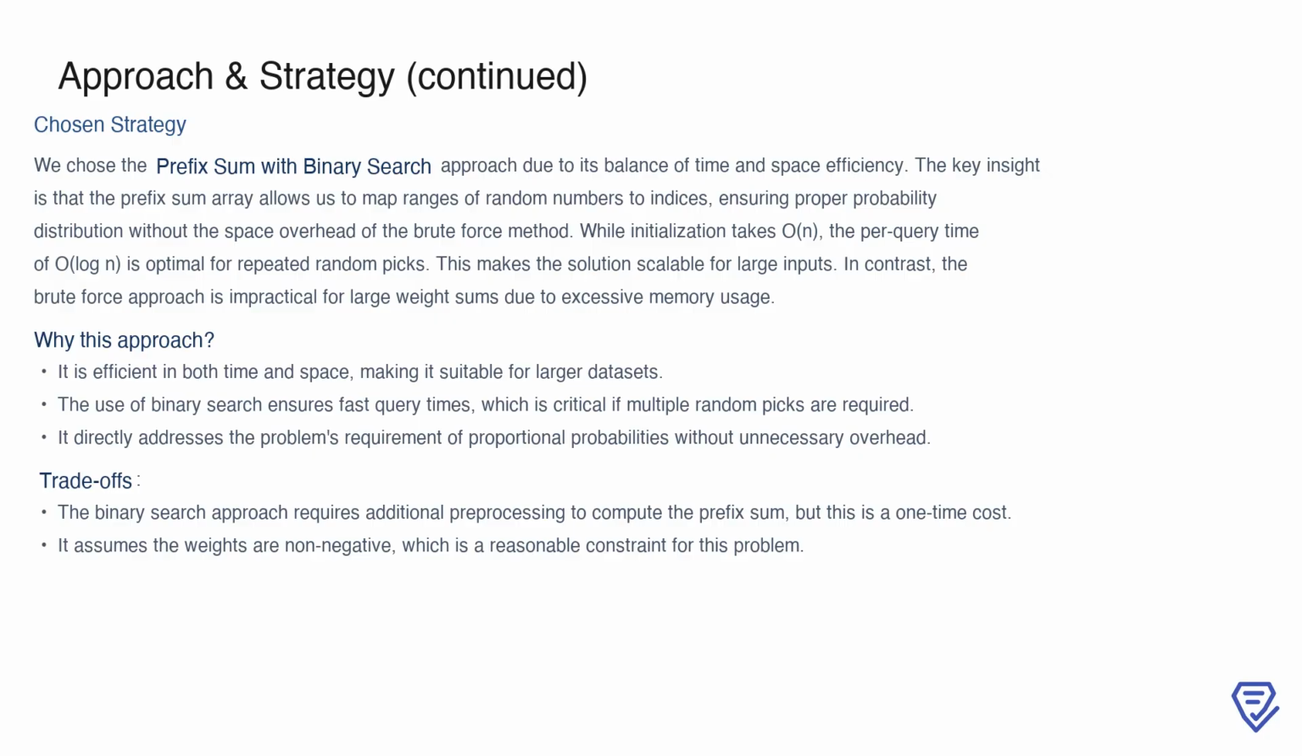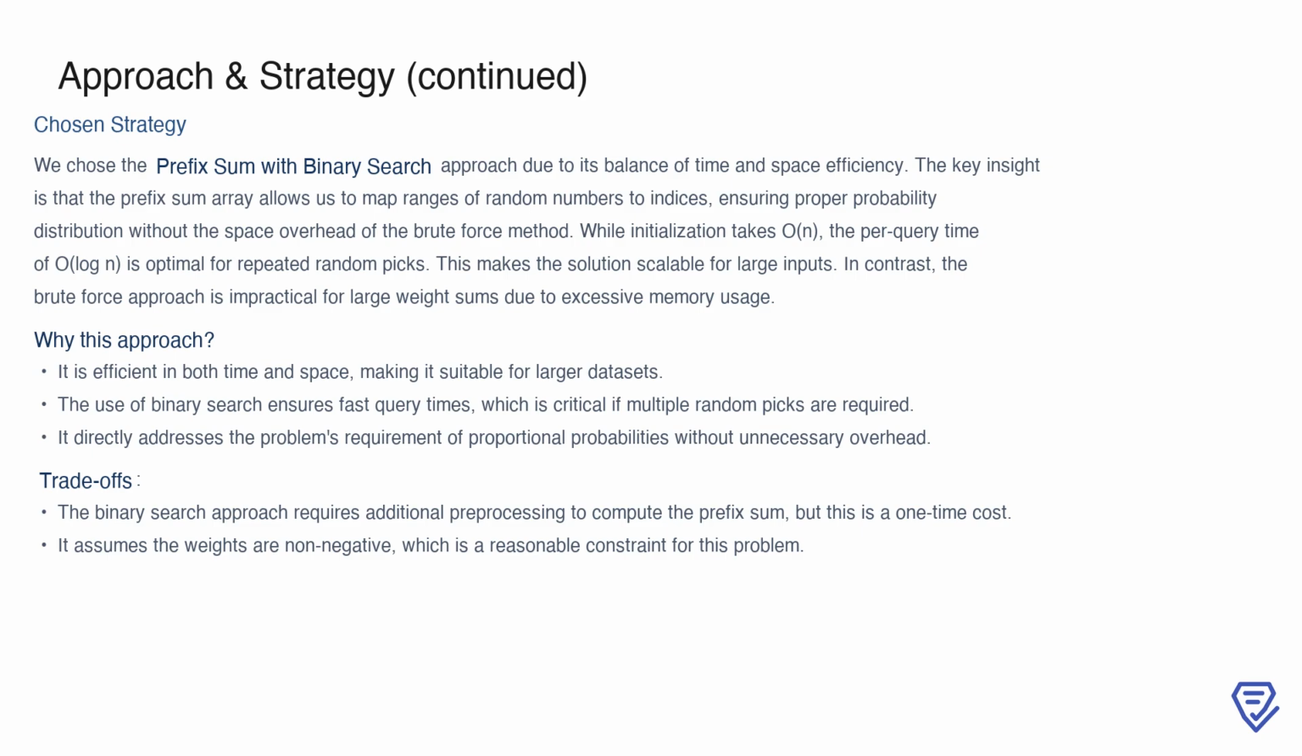Given the trade-offs, the chosen strategy is the prefix sum with binary search approach. It strikes an ideal balance between time and space efficiency. The prefix sum array is key to mapping random number ranges to indices, ensuring accurate probability distribution without the memory overhead of the brute force method.